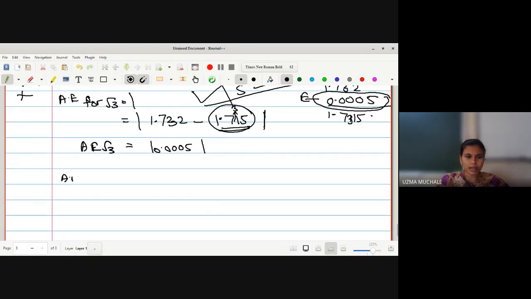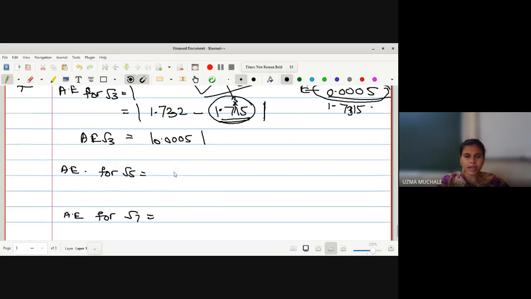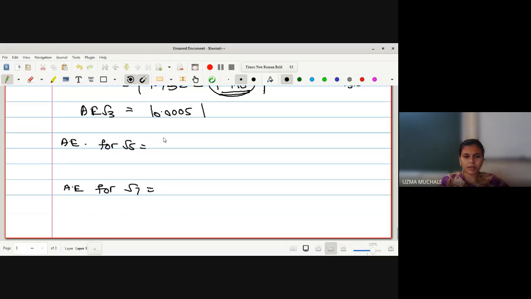Calculate another one, absolute error for √5. Similarly, calculate the absolute error in √7. Calculate it and tell me what the values are.